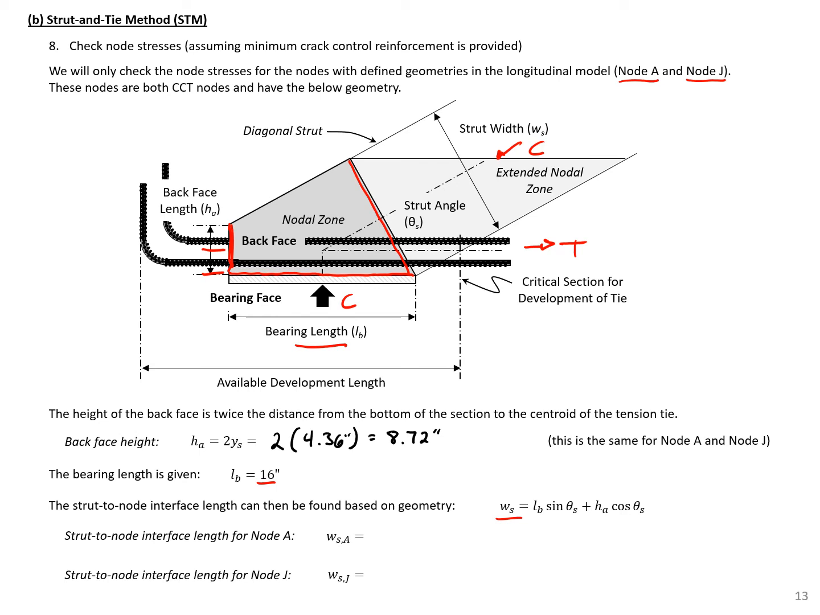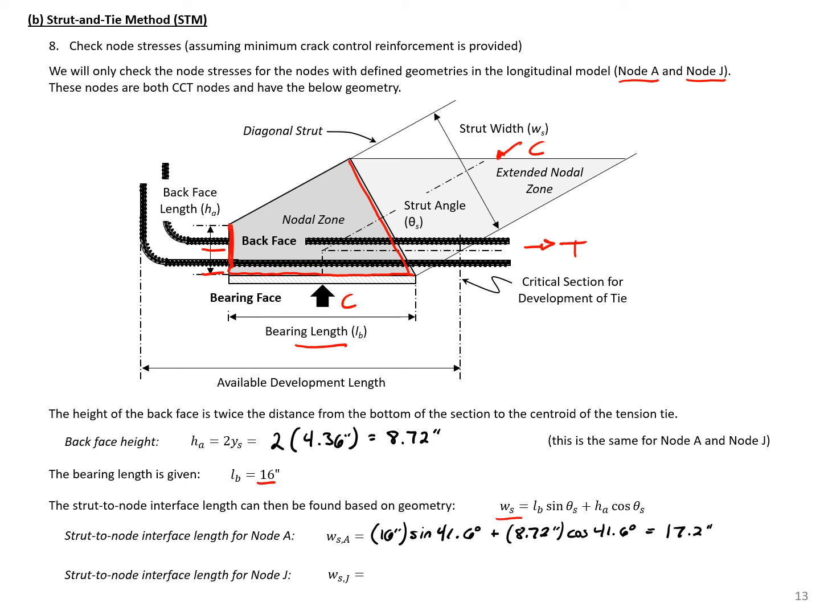So our interface length is 16 inches times sine 41.6 degrees plus 8.72 inches times cosine 41.6 degrees, which will give us a strut-to-node interface length of 17.2 inches.